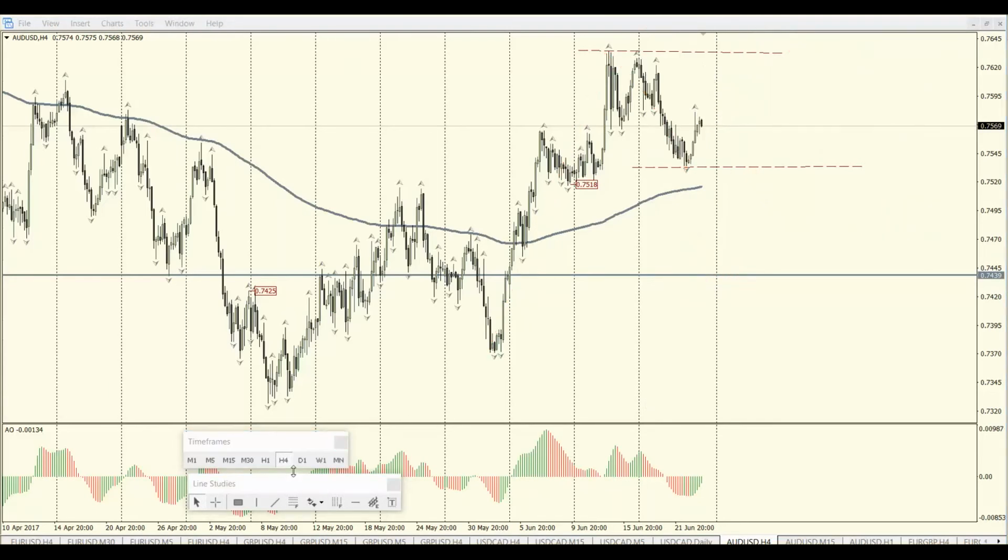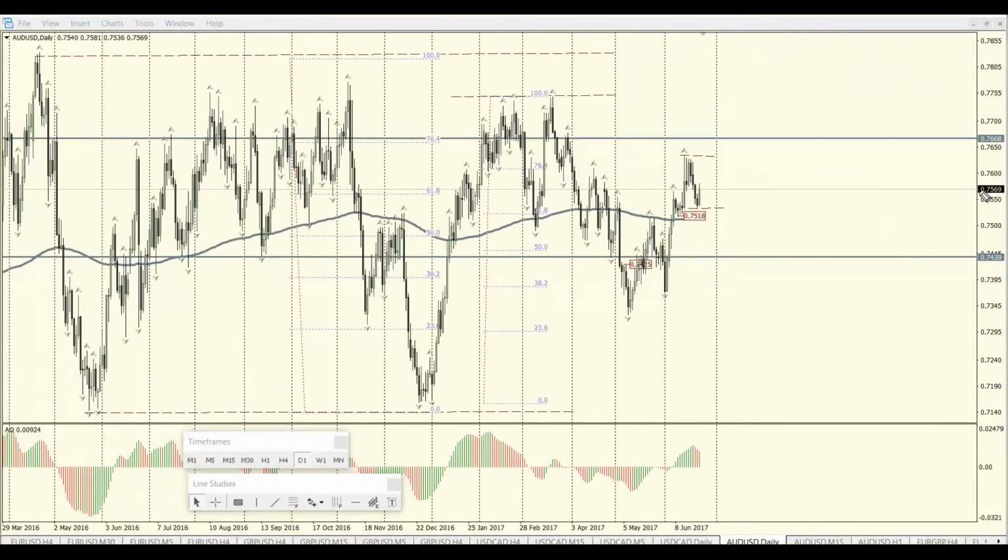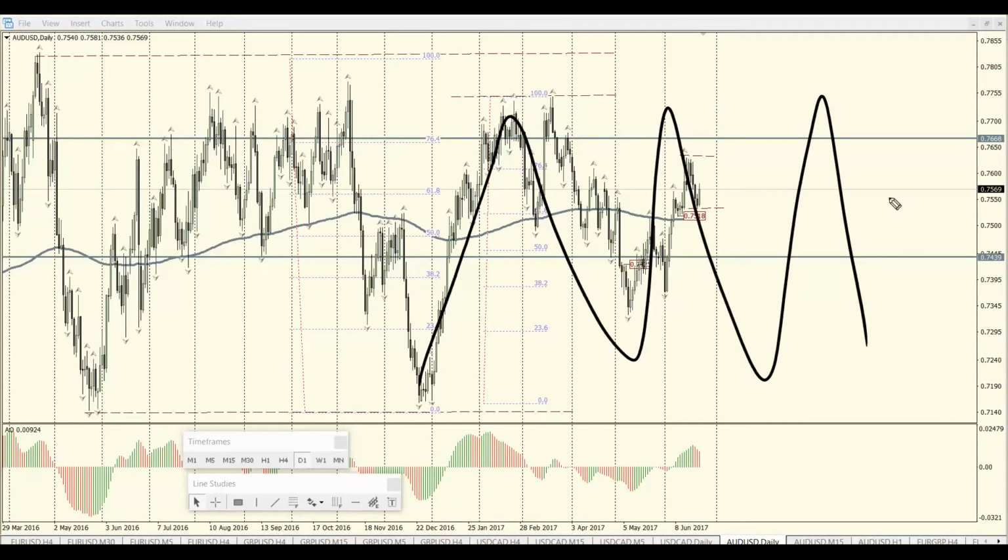Just don't forget as well that on D1 level we are still in a D1 flat phase, so keep in mind those who trade long term.